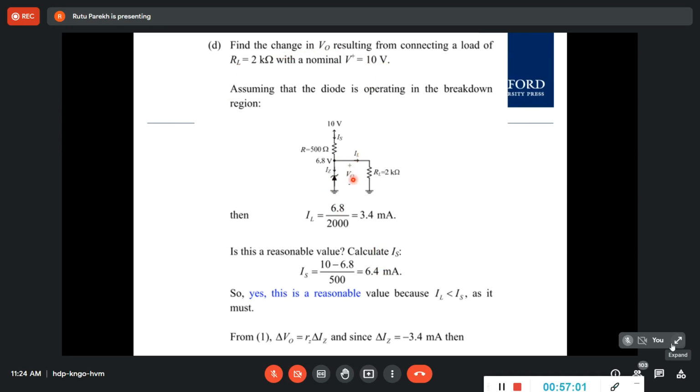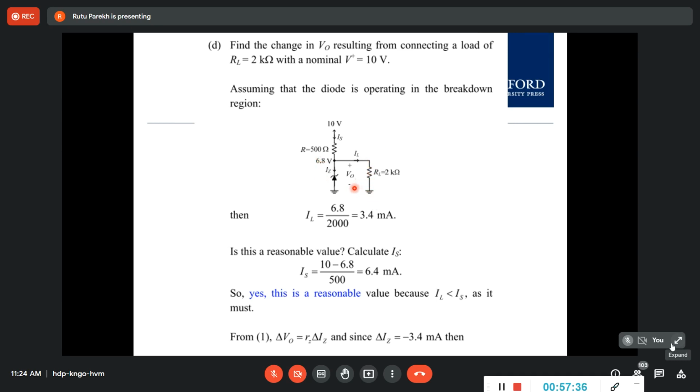So how much is this V0 with this load when you compare it without load? The thing is, we have to find out this IL. And how much is this IL? We know that because the Zener is there, it is a 6.8 volt Zener, so this voltage appears here also. This is the same connection, so across this resistor is this 6.8 volt.